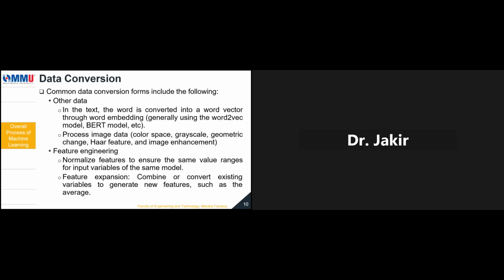As I told you, there is feature engineering, so that is also important to reduce the dimensions of the features or the inputs of the data. Normalize the features to ensure the same value ranges for the input variables of the same model. Right? Feature expansion is there, right? It combines and converts the existing variables to generate new features, such as the average, right?